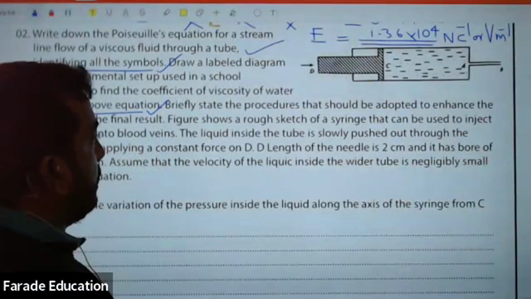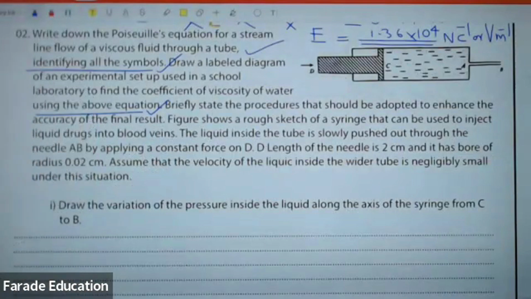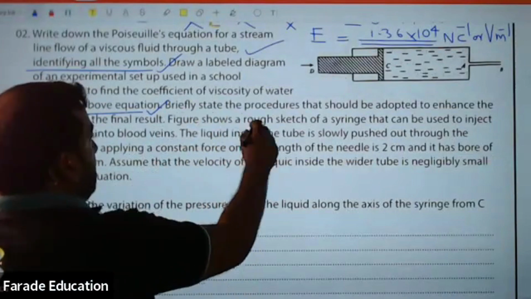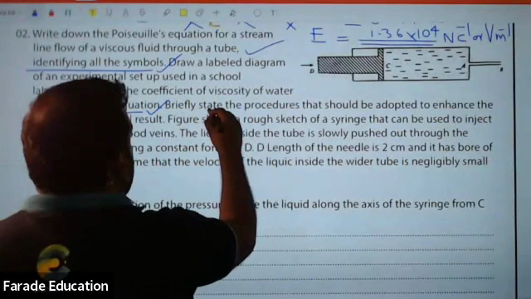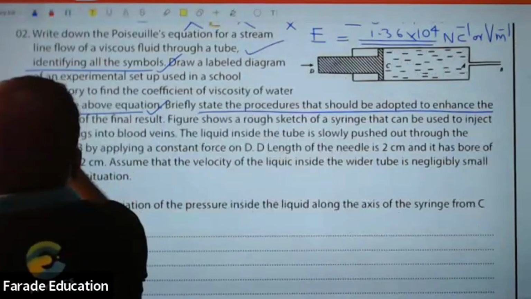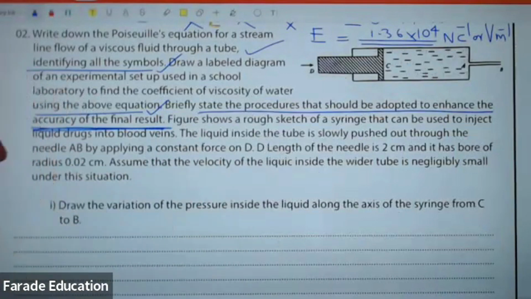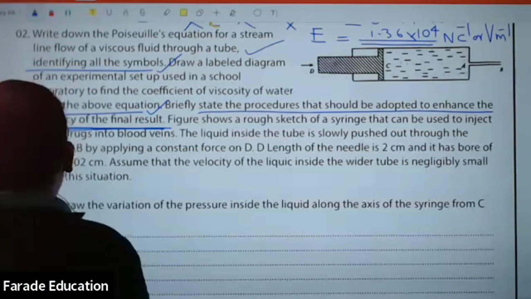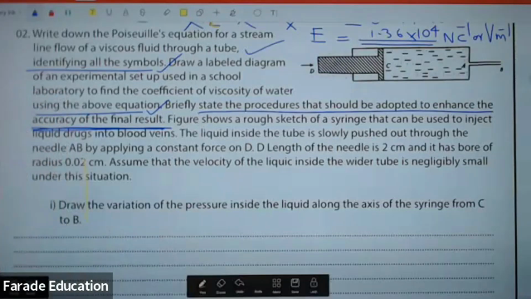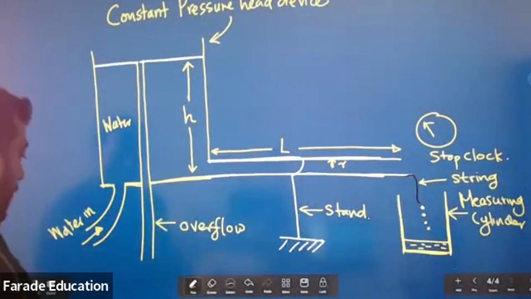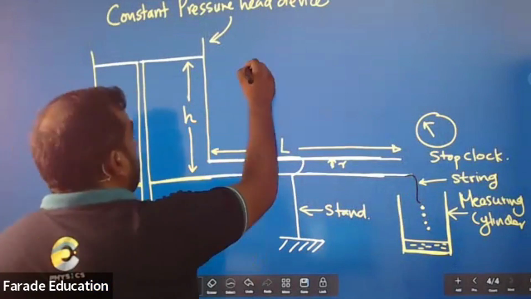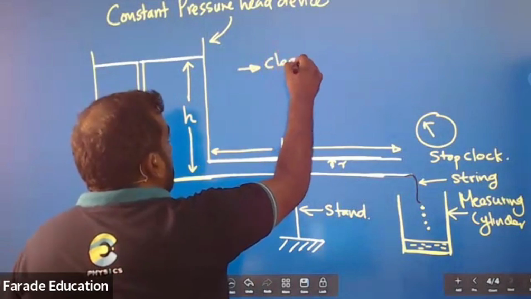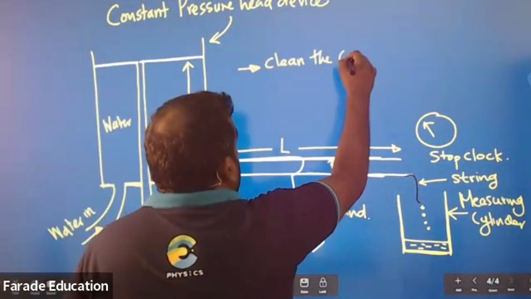Briefly state the procedure that should be adopted to enhance the accuracy of the final result. Now that means you're trying to find the coefficient of viscosity. So what should you do? Look at the word carefully. These are things that you should do. Number one, you must clean the capillary tube.